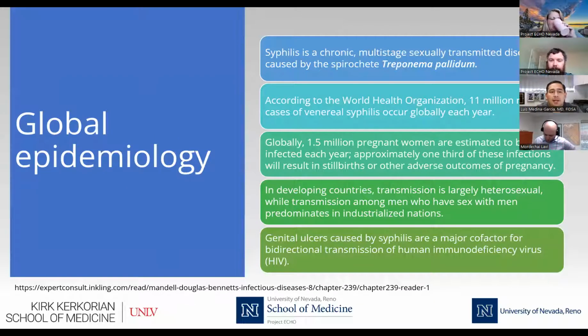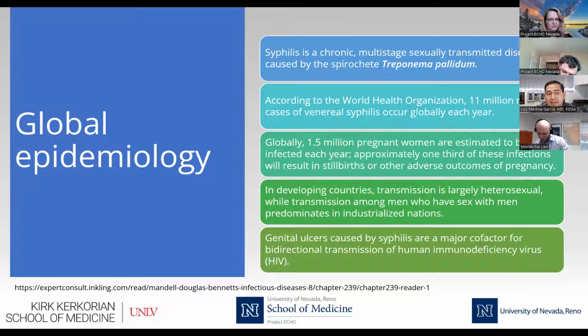So when it comes to global epidemiology, it's helpful to remember that syphilis is a chronic, multi-stage, sexually transmitted disease caused by the spirochete Treponema pallidum, subspecies pallidum for the nerds here. According to the WHO, about 11 million new cases of venereal syphilis occur globally each year, and that's obviously those that are properly diagnosed and reported. Globally, about 1.5 million pregnant women are estimated to be infected each year. Approximately 1/3 of these infections will result in stillbirths or other adverse outcomes of pregnancy.